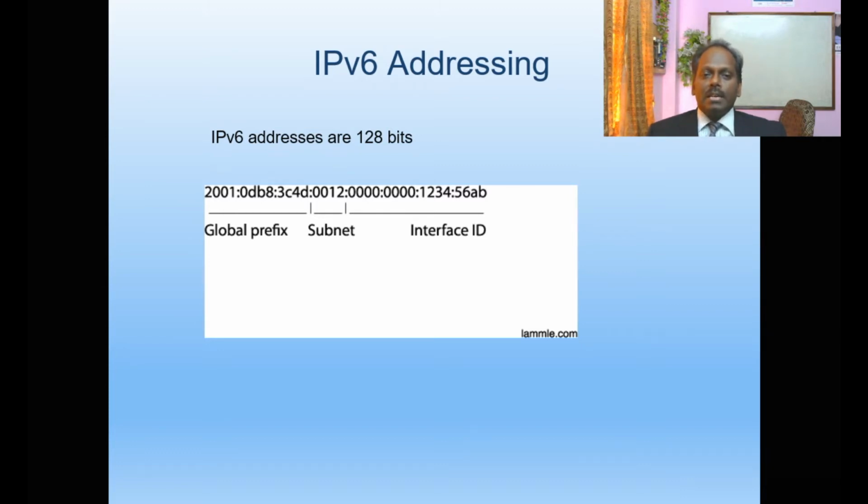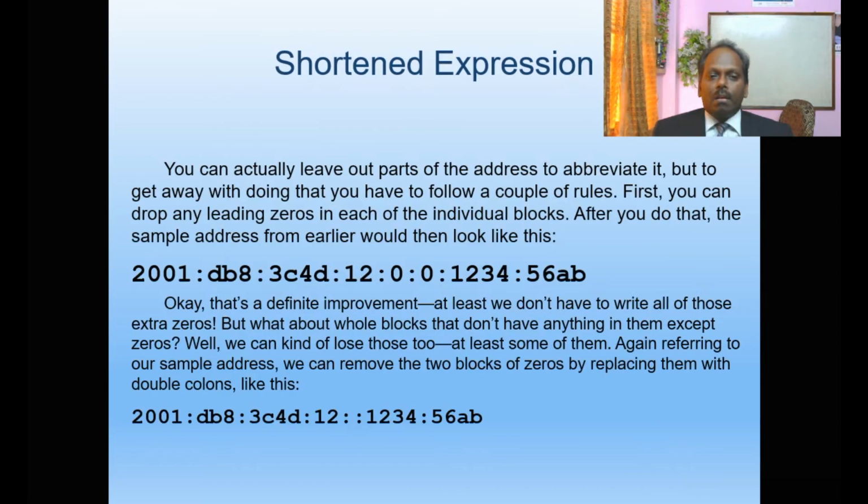Here you can see the first three hextets are the global prefix, and the fourth hextet, which is 2 power 16, is reserved for the subnet, and the later 64 bits are reserved for the interface ID. You can see this is the shortened expression of how we express it. Whenever there are zeros in between, you can have one double colon in the total IP address. Remember how many zeros there are. You can have only one double colon in the entire address.